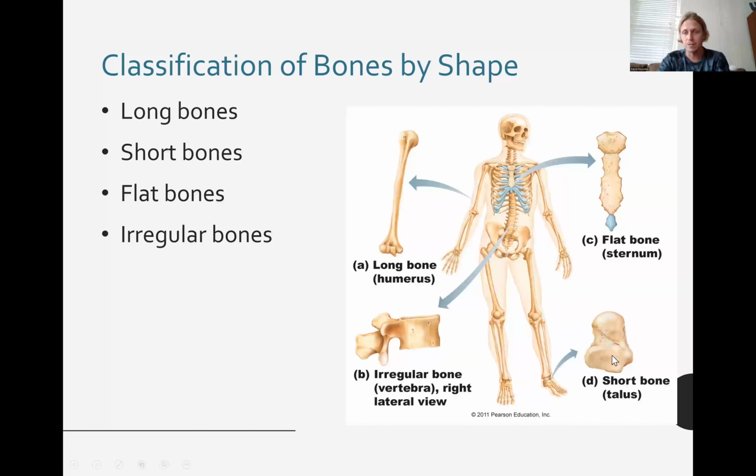Short bones are going to be about as long as they are wide. Good examples of this are your tarsals and carpals, so your wrist bones and your ankle bones. A lot of those are going to be short bones. We can also have flat bones where the bone is really flat. Your sternum is a good example of this, and the bones of your skull are also a good example, nice and flat and thin. And then if something doesn't fit nicely into those three categories, then we just throw it into the irregular category. This is mostly reserved for your vertebrae, because your vertebrae are very oddly shaped and they don't fit nicely into one of these other shape categories.